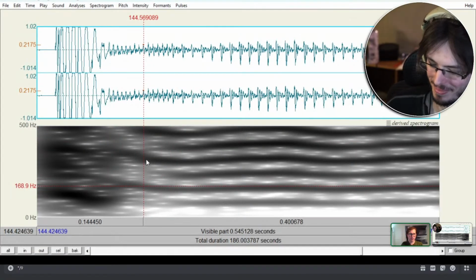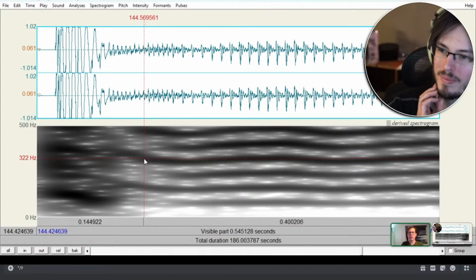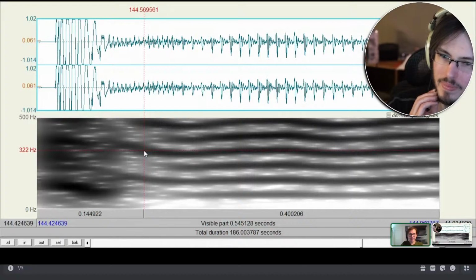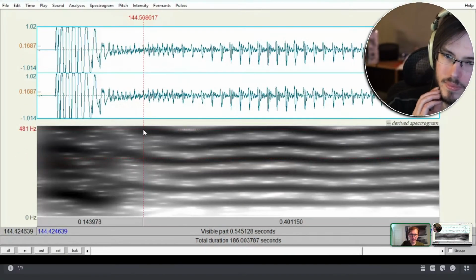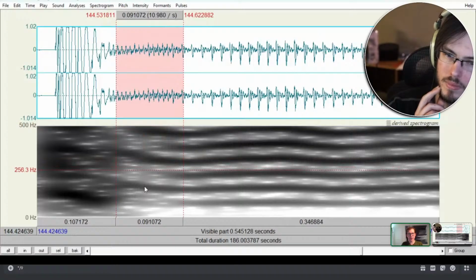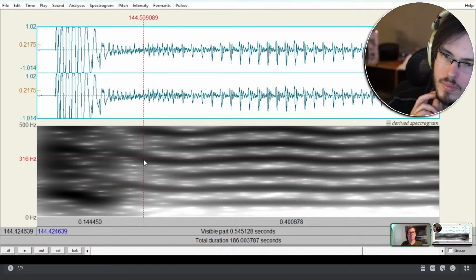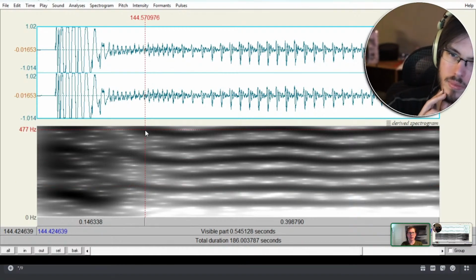If I go up to the next harmonic, I get something like 322, which is about 160 times 2. If I go up to the next one, I get 480, which is about 160 times 3. So in this section, the pitch is going down, but sort of in the middle, I'm looking at a fundamental frequency of somewhere around 160, 170, and then we have the second harmonic and the third harmonic up here.